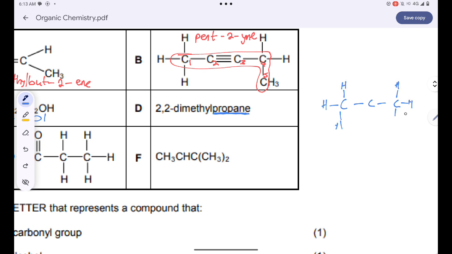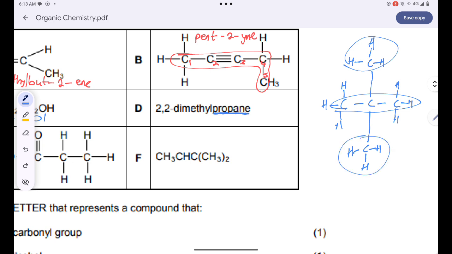propane. But then we do have additions. In carbon number 2, we have 2 side chains. And hence, we'll have something like this. This will be 2,2-dimethylpropane. This is our parent chain. In carbon number 2, I have 2 chains over there.